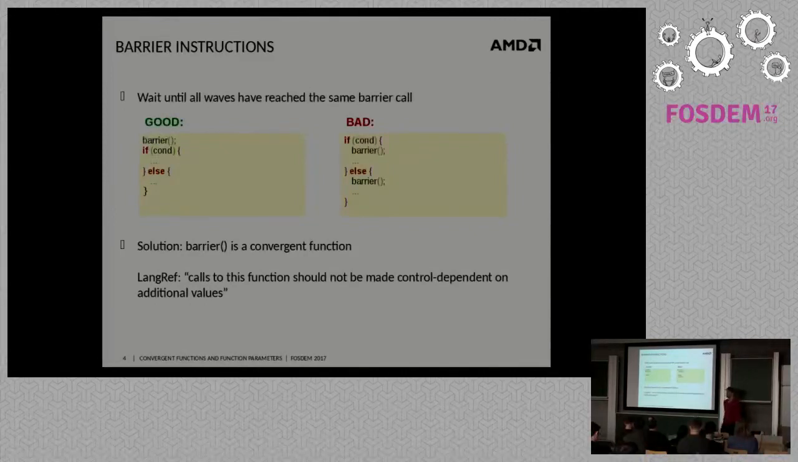So we need to tell LLVM not to do this or similar types of transforms, and we can do that by saying that the barrier intrinsic is a convergent function. The convergent function attribute has a formal definition. The key part is cited here. You can meditate on it, but basically it does exactly what we need.